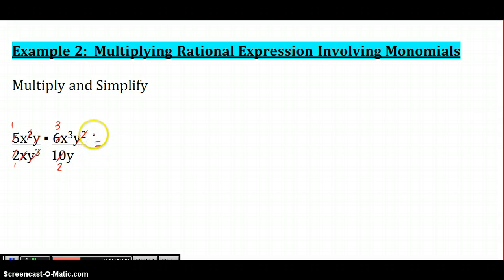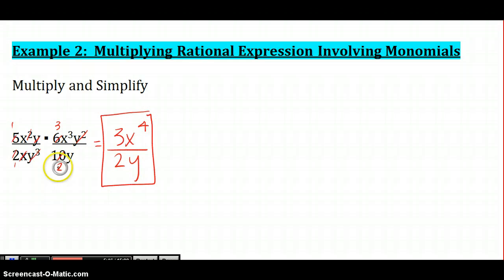So when we're all said and done, we have this 3 right here, and we have x to the third times x, so we have x to the fourth, and all of our y's cancel out on the top. And on the bottom we have left a 2 and a y. And that's our final answer. If you cancel it out properly, your answer in the end should have nothing in common. You shouldn't be able to cancel out things. If you miss something, then when you get to this step, you might have to cancel out one more time. It just depends.